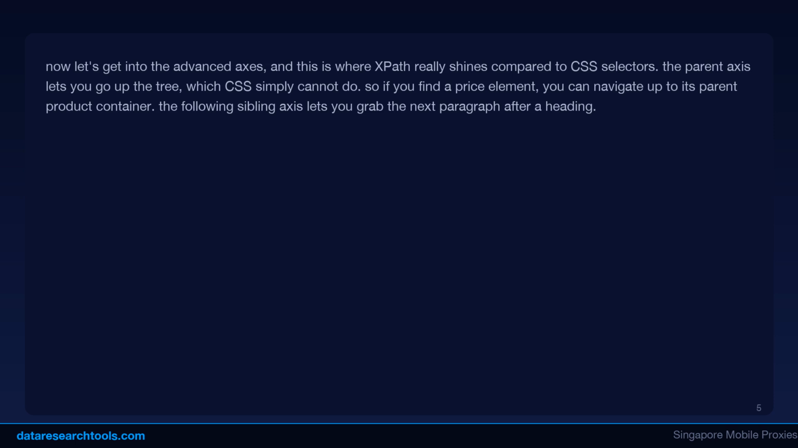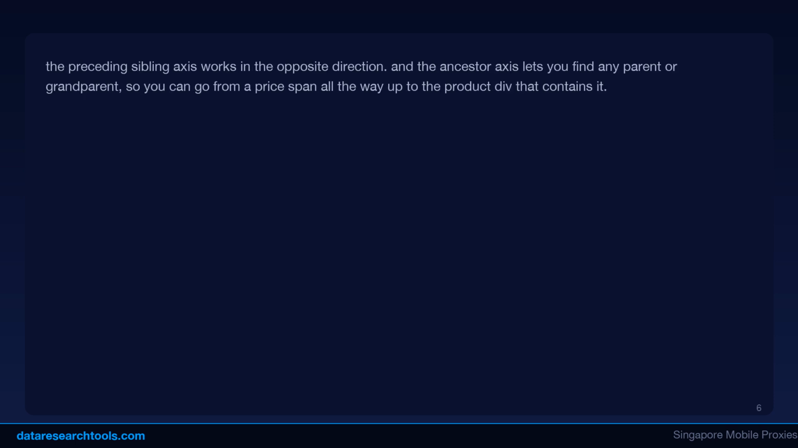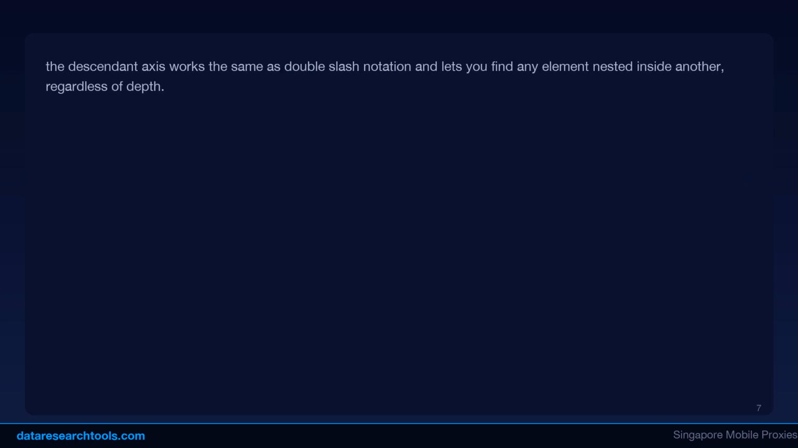Now let's compare XPath versus CSS selectors. CSS selectors are simpler and faster for basic selections. XPath is more powerful for complex queries. Here's when to use each. Use CSS selectors for simple element selection by class, ID, or tag. Use XPath when you need to select elements based on their text content, navigate to parent elements from children, use complex conditional logic, or work with elements that lack unique classes or IDs.